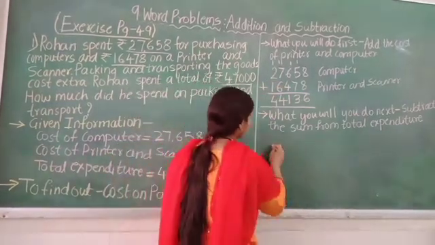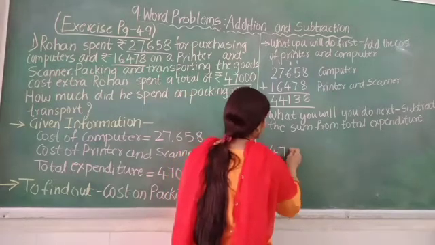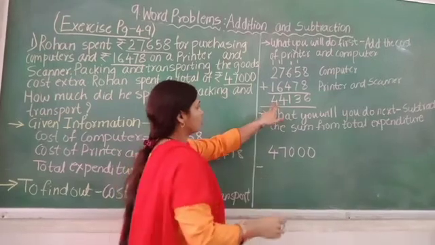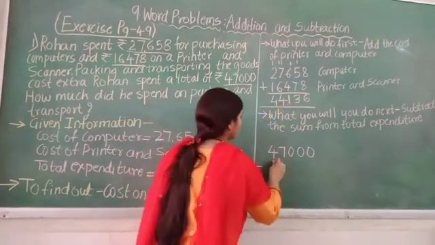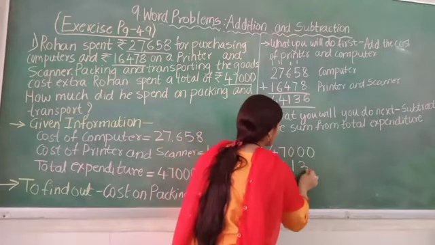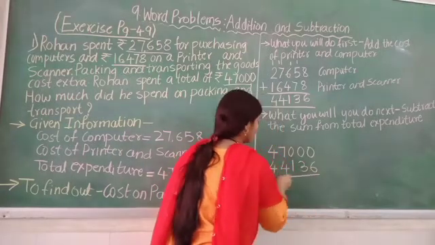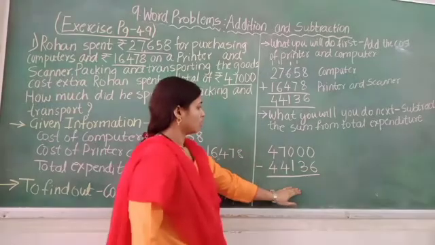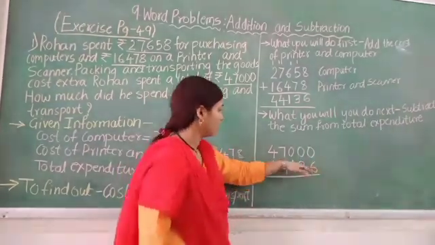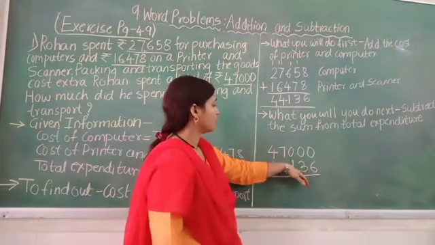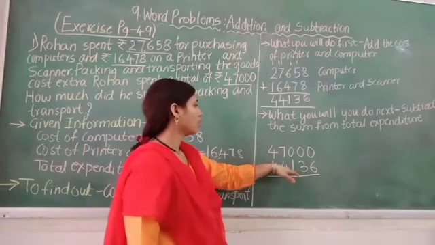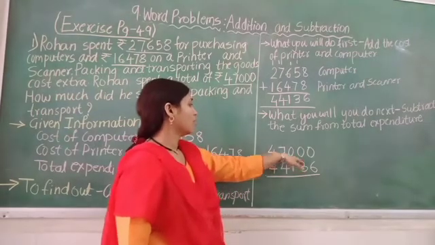So here we will write 47,000 minus 44,136. Now here can we subtract 6 from 0? We cannot do. Here also the 3 is greater than 0. 1 is greater than 0. So we cannot take 1/10 from 0.